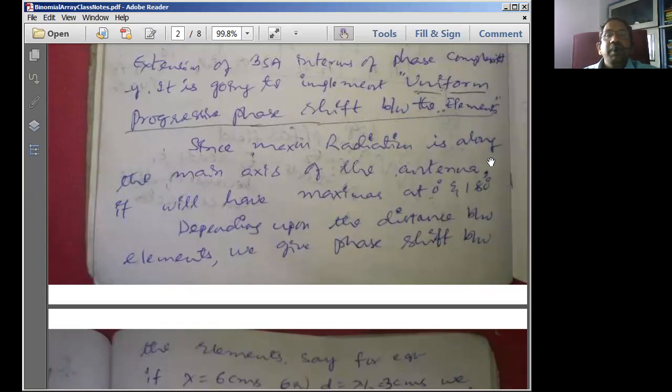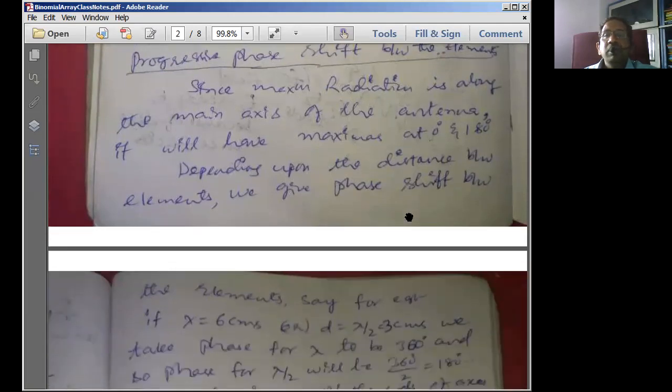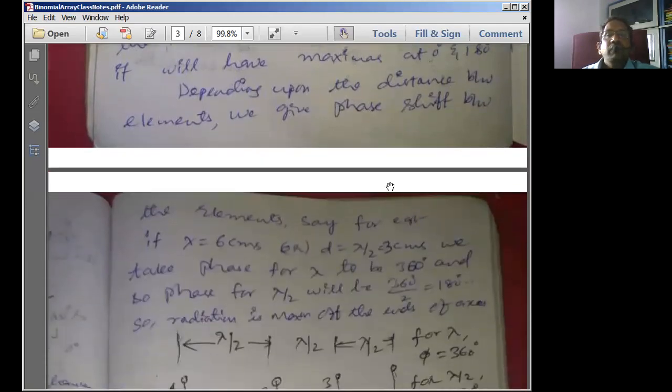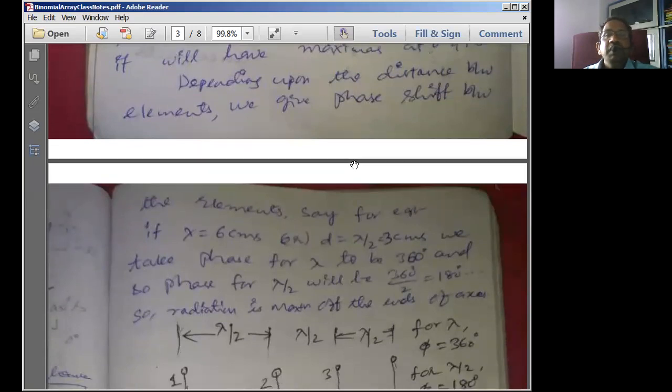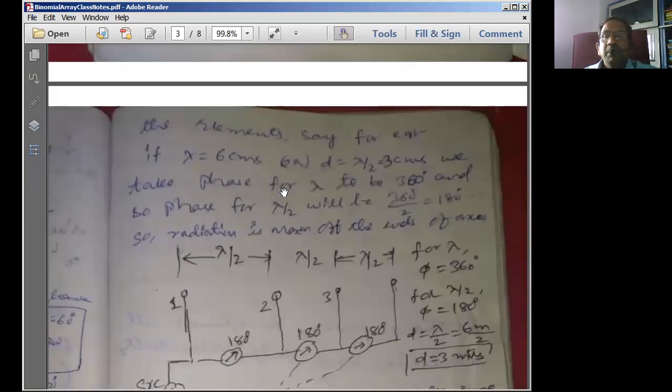Since the maximum radiation is always along the main axis of the antenna, it will have a maxima at definitely 0 and 180 degrees. Well, depending on the distance between the elements, we give the phase shift between the elements of the antenna.